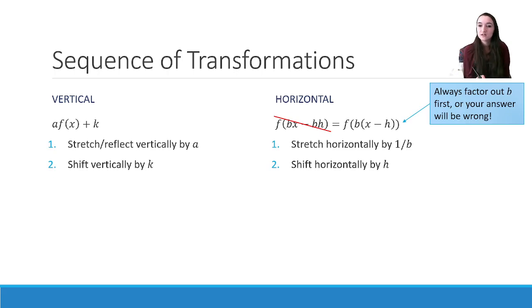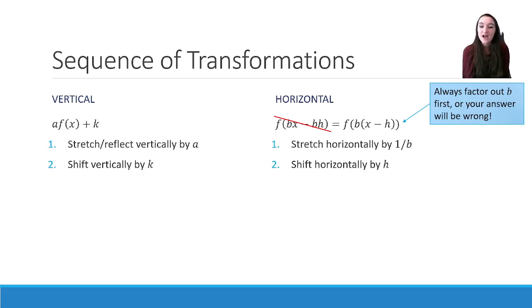It's because whenever you're given a horizontal transformation, whatever is multiplied by x, you have to factor out of whatever is being added or subtracted from x. So if there is a horizontal shift along with a stretch or a reflection, you have to factor it out every single time or your answer will be wrong. Because of course, horizontal transformations always have to be a little bit difficult.